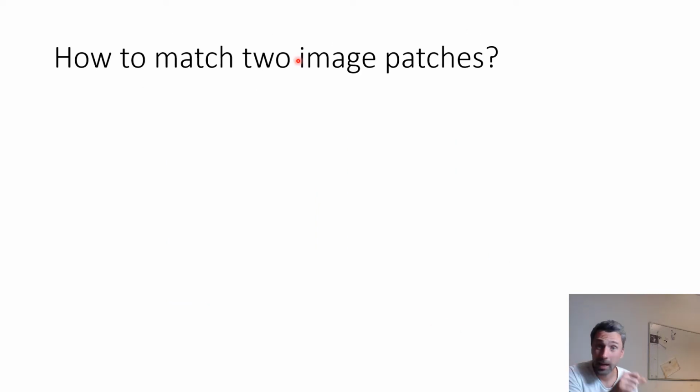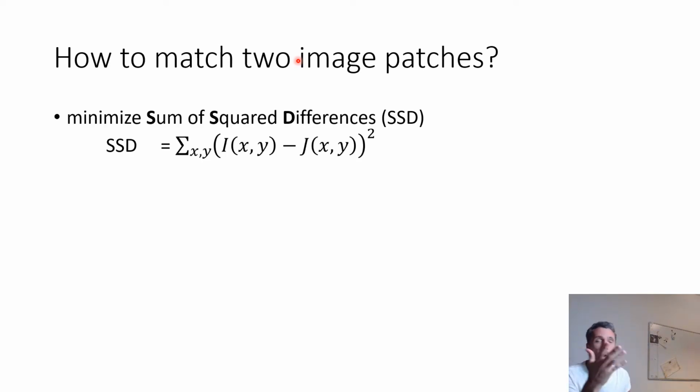Okay, so how can we match two image patches? Well, one obvious way is by comparing them on the pixel level: subtract each of these pixels, square those differences, and sum the squared differences up. That's called SSD, for sum of squared differences. The equation is pretty simple.